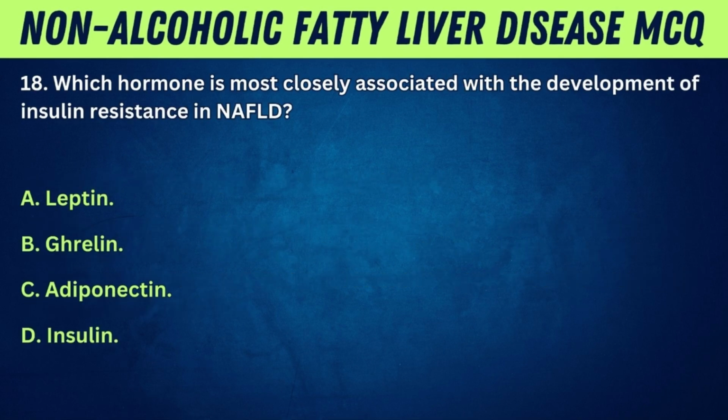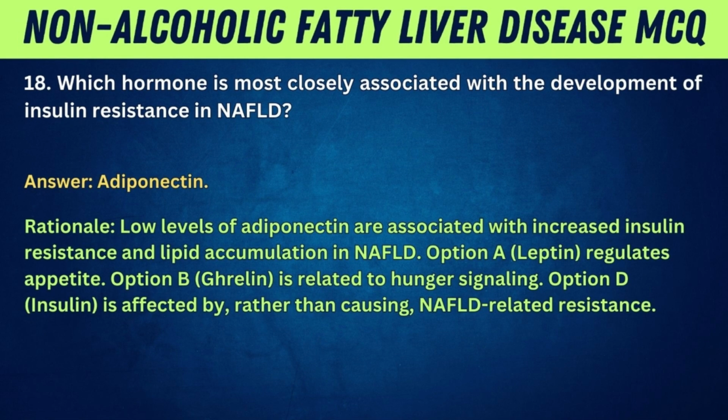18. Which hormone is most closely associated with the development of insulin resistance in NAFLD? A. Leptin. B. Ghrelin. C. Adiponectin. D. Insulin. Answer: adiponectin. Rationale: low levels of adiponectin are associated with increased insulin resistance and lipid accumulation in NAFLD. Option A, leptin, regulates appetite. Option B, ghrelin, is related to hunger signaling. Option D, insulin, is affected by, rather than causing, NAFLD-related resistance.